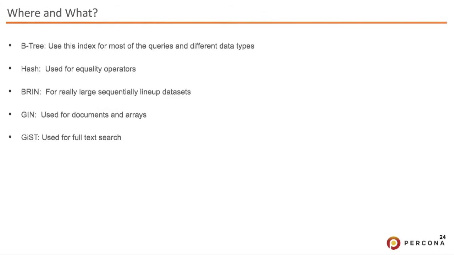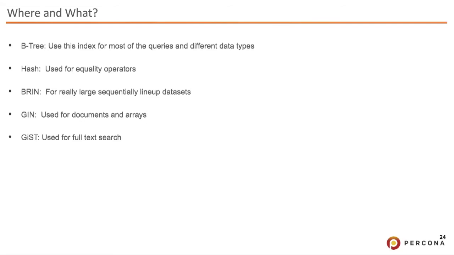B-tree is the index used for most queries and different data types. Most of the time you try to use the B-tree. Hash is used for equality operators only, you cannot use it for anything other than equality operators. And if your value is very small, like a very small string, I don't recommend the hash. Use the B-tree index, it will perform better.